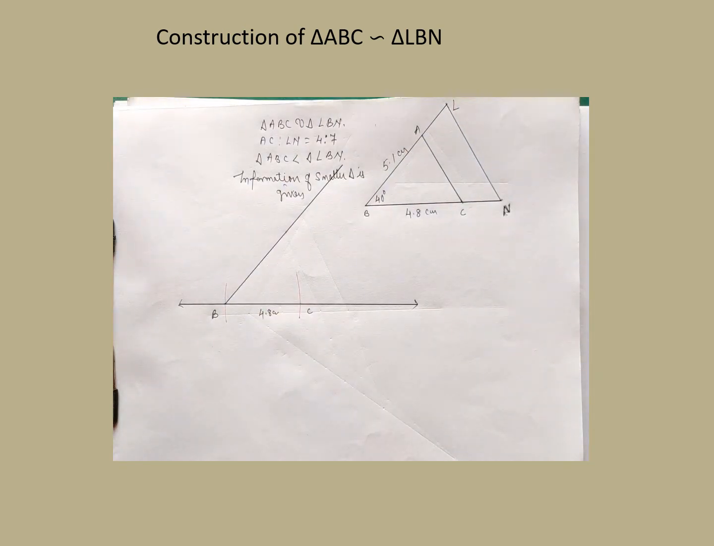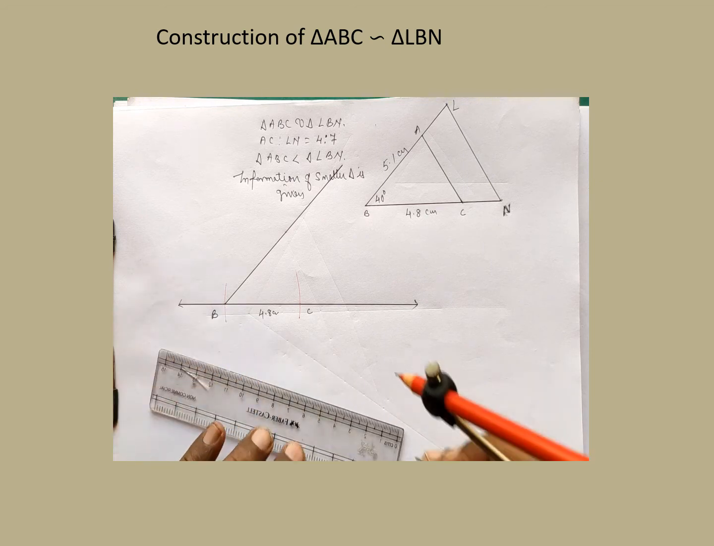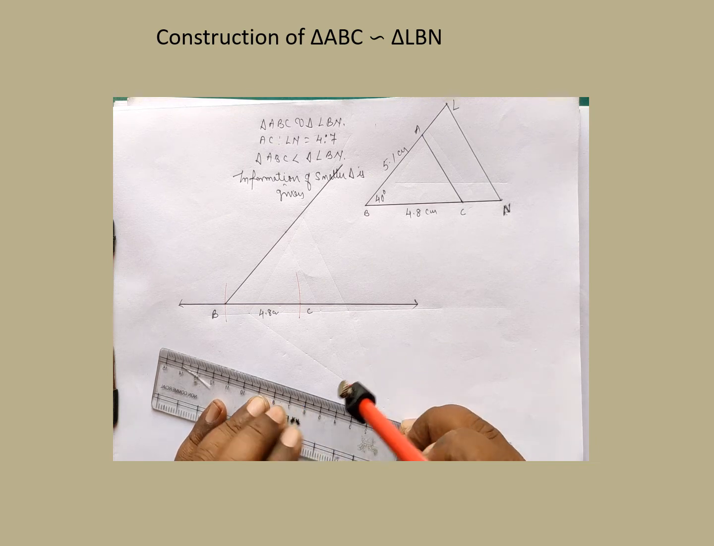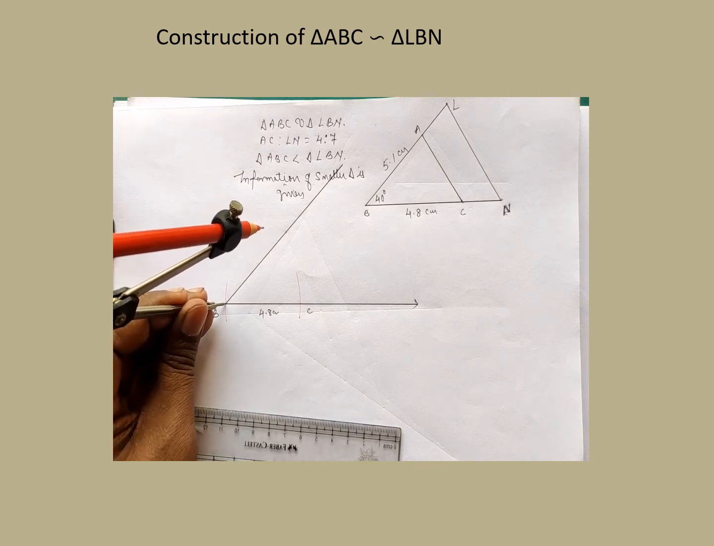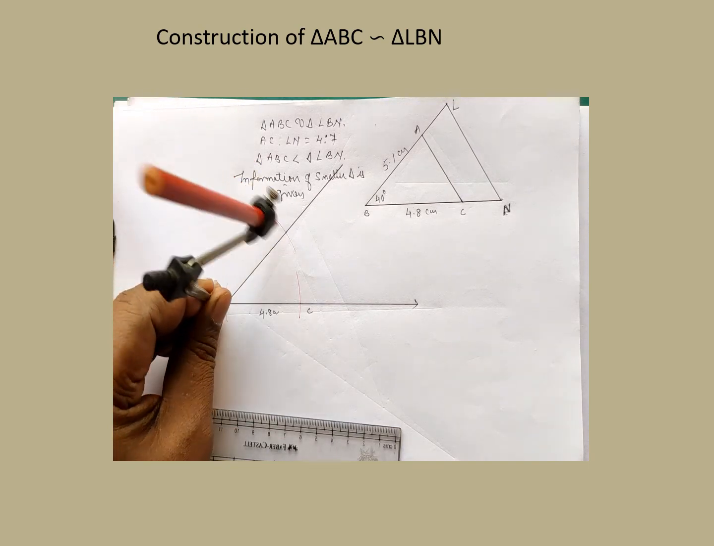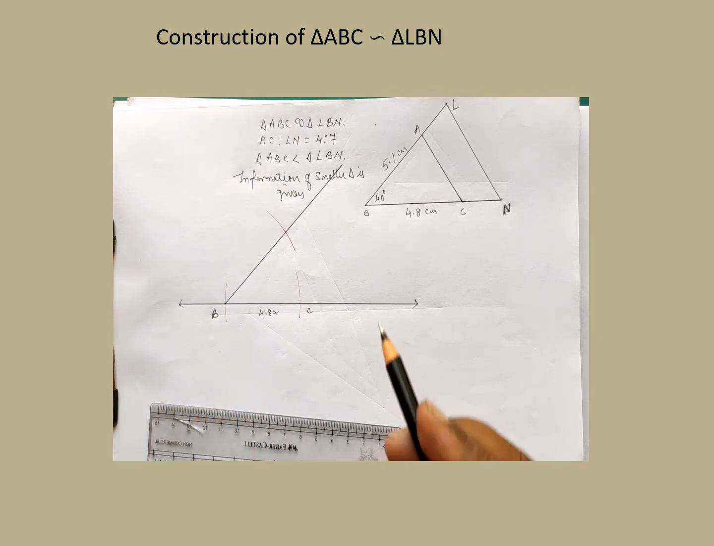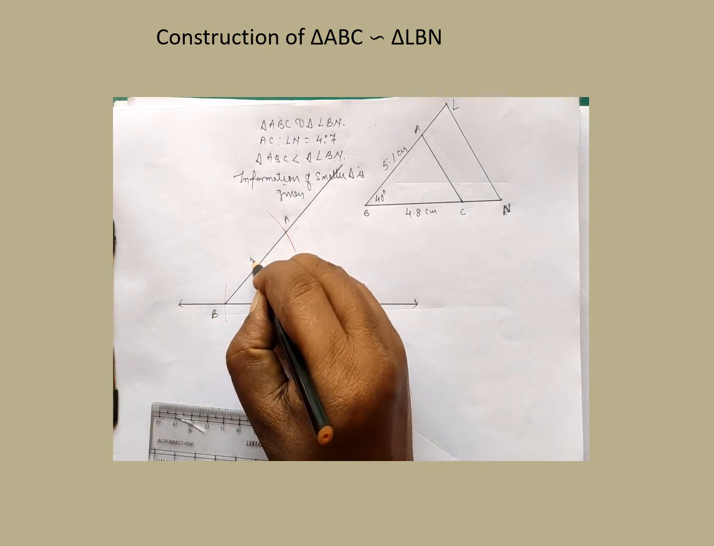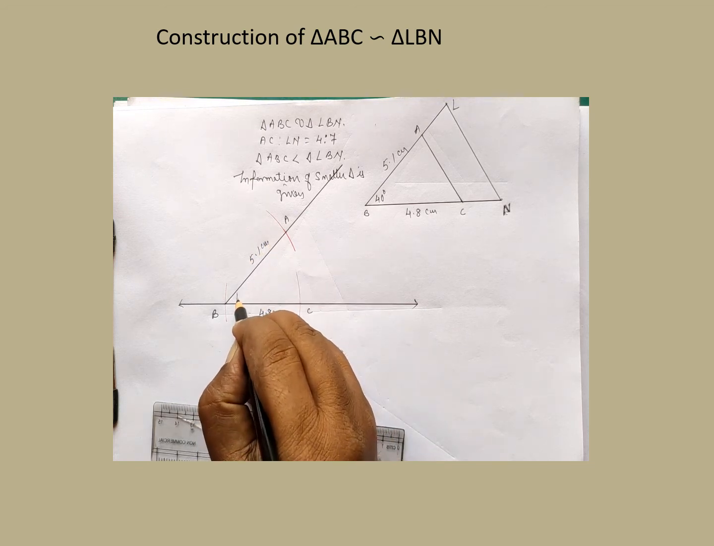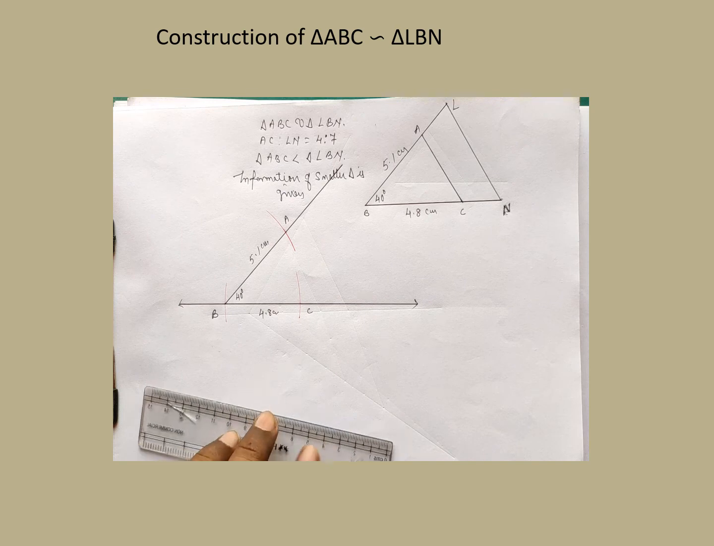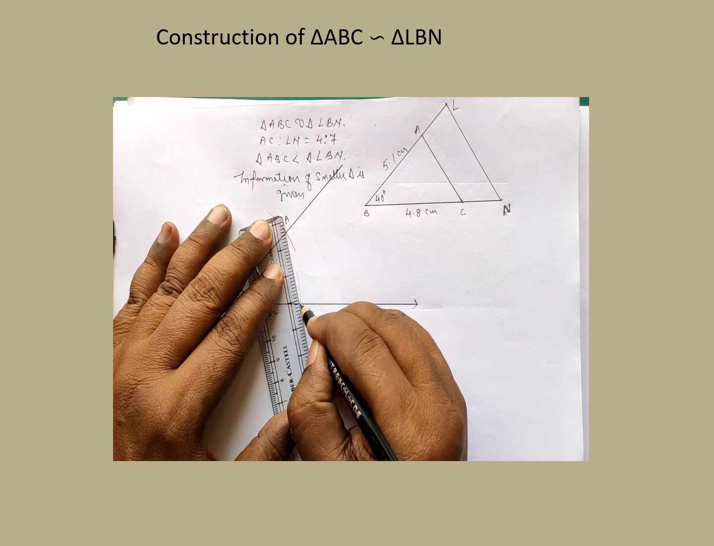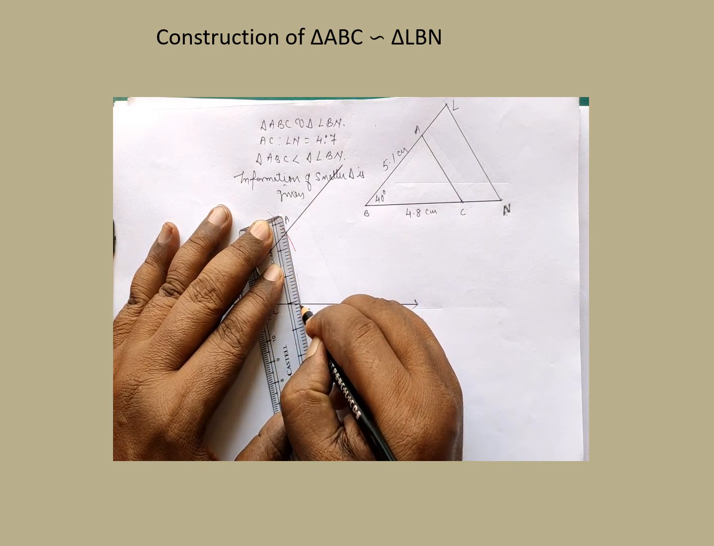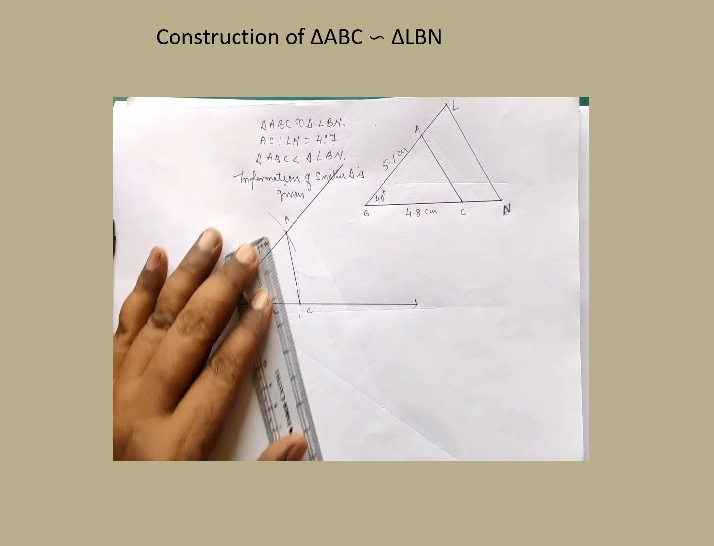Then they want 5.1 centimeters. So let us take the radius as 5.1 centimeters. 5.1 is here. From B we will cut an arc. Yes, we got it. We will name that point A, at 5.1 centimeters. This is the 40 degrees we have done, and we have got our triangle ABC. You know that the smaller triangle's information was given, so we got that.